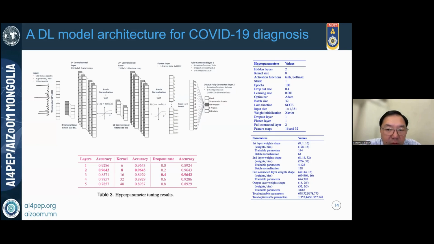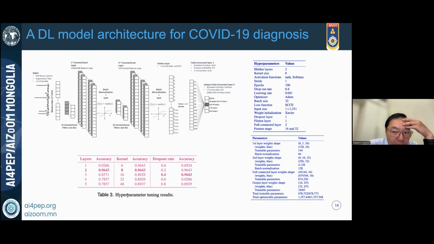After the flattening, the fully connected layer with 16 neurons and a dropout rate of 0.4 helps to prevent overfitting. The final layer uses softmax for the binary or multi-class classification of the SARS-CoV-2 proteins. We use the Adam optimizer and train with a batch size of 32 for 100 epochs.